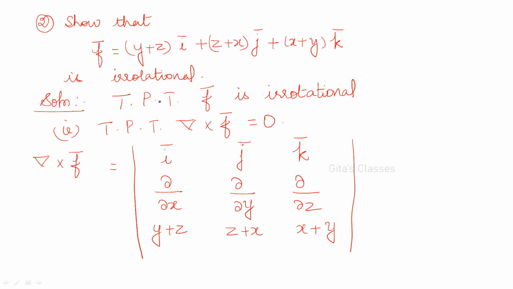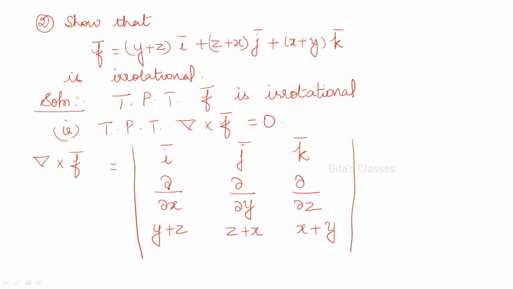Now show that f bar is irrotational. In the previous problem, for solenoidal, we took the divergence or dot product. Here it is the cross product. Curl f is equal to 0. You have to prove that curl f is equal to 0. What is curl f? Del cross f is equal to 0. So let us find del cross f.